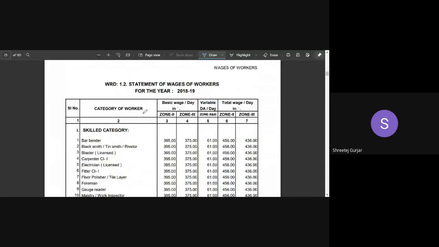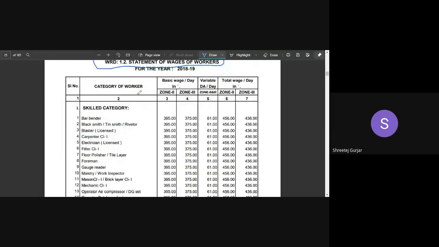Okay, you can see the statement of wages of workers. So this document also gives you the statement of wages. Okay, what are the wages that you have to provide. So this is basic wage per day. Okay, per day. And we have various zones, right? You can see zone 2. We are currently in zone 2. And similarly, we will have zone 1, zone 2, zone 3, right? I think we have 3 to 4 zones, and your rate or your wages will depend on which zone you are currently working in. Okay.